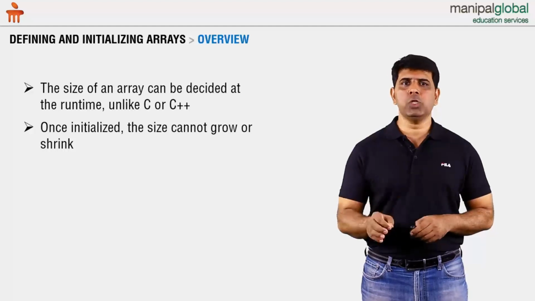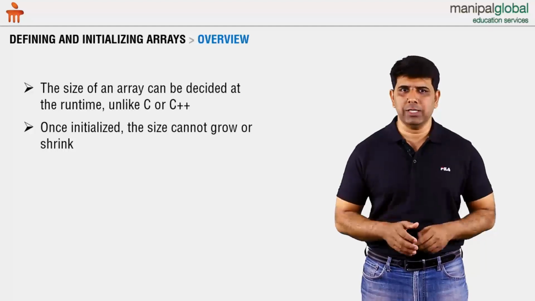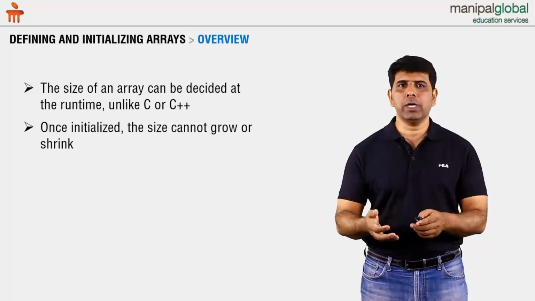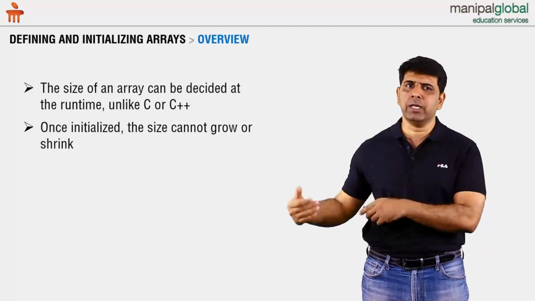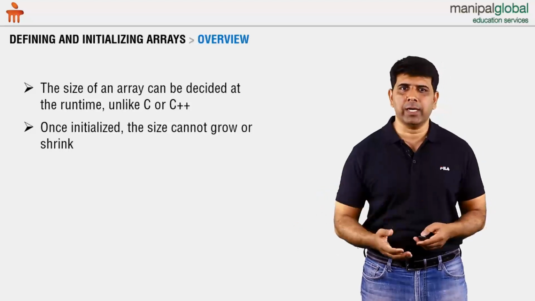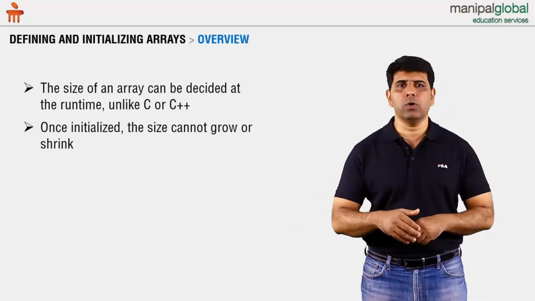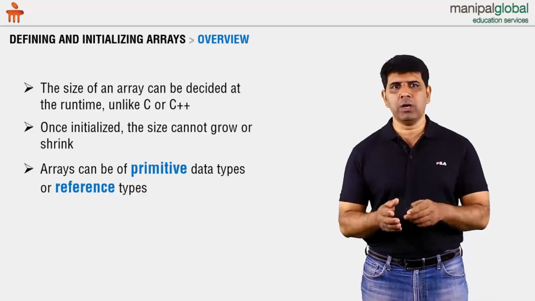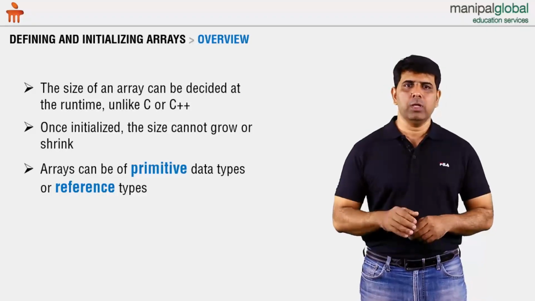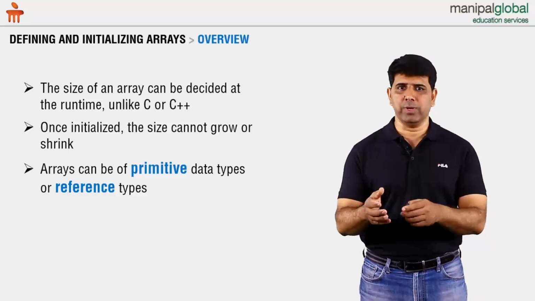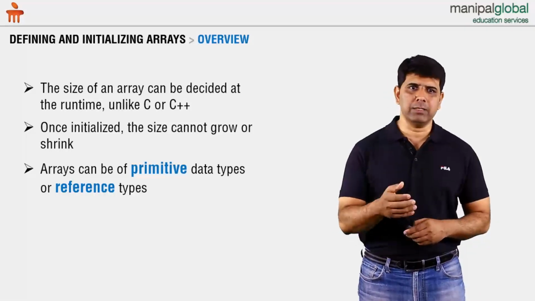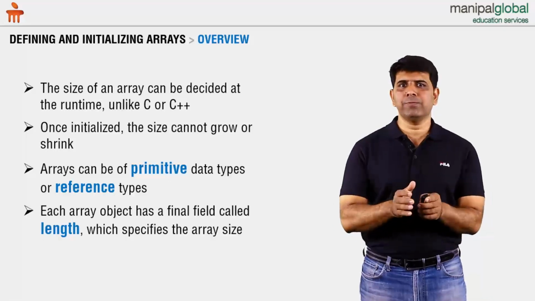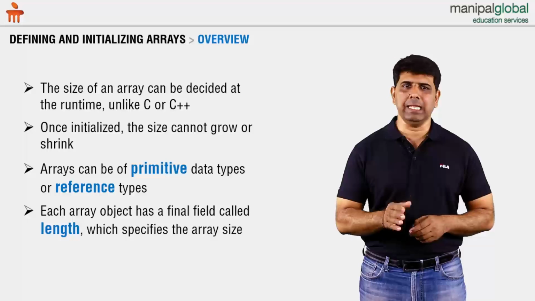Now, once initialized, you cannot grow or shrink the array. So, the array size becomes frozen. If you reinitialize it, it becomes altogether another array object. The previously created array object gets garbage collected over a period of time. Now, arrays can be of primitives or of reference types. Most of the time we start with an example of primitives, but then we will look into arrays of references too.